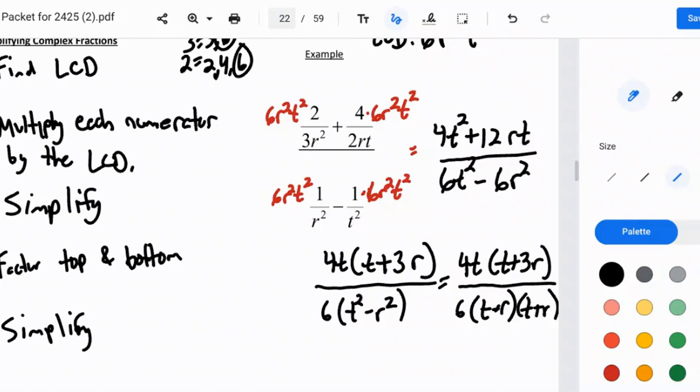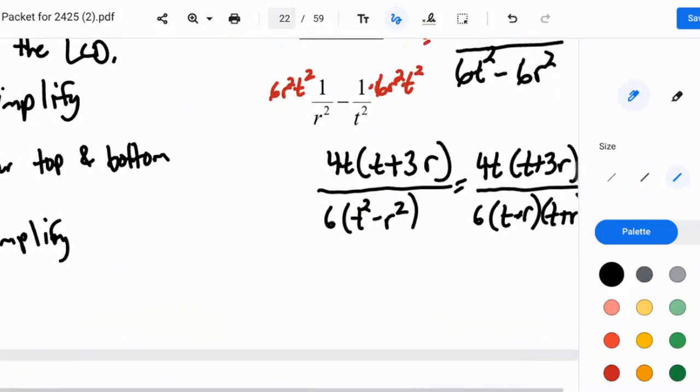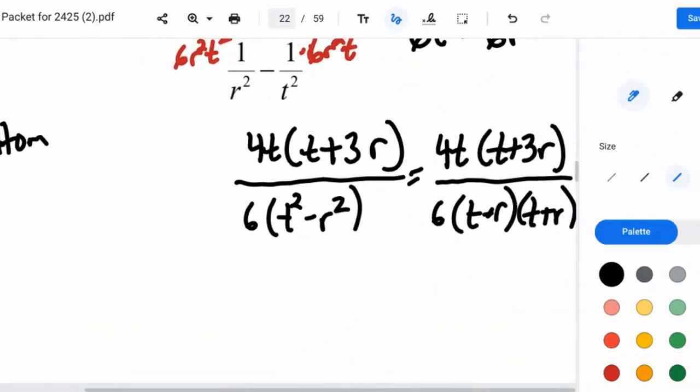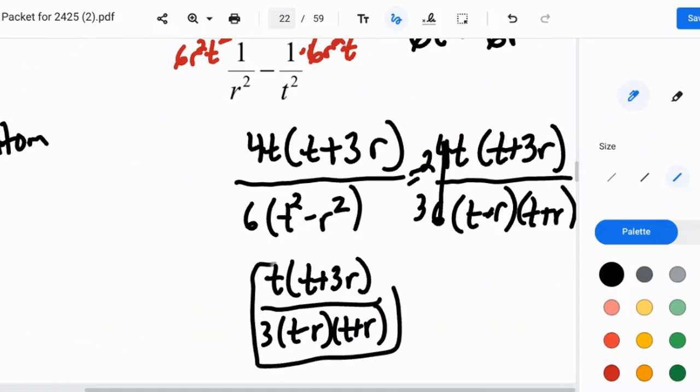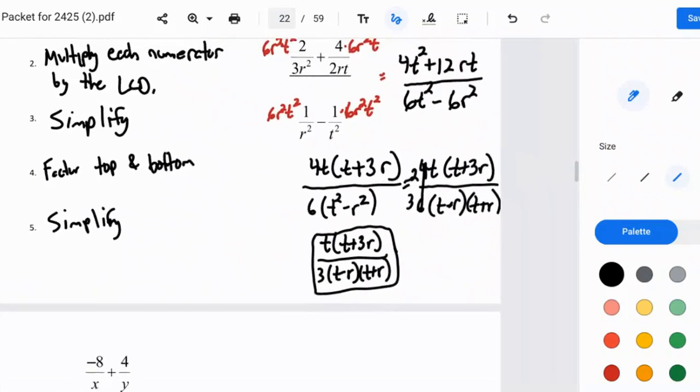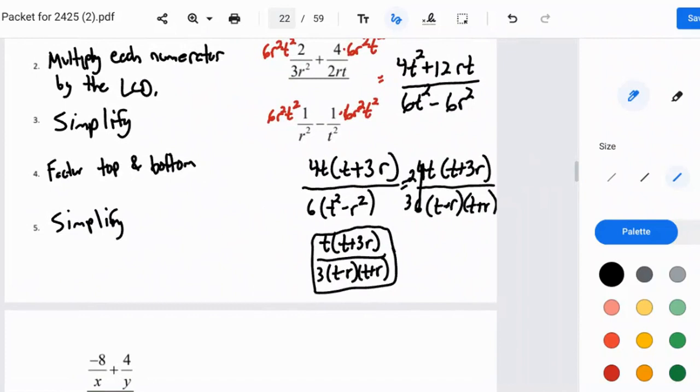It's a minus sign. So can we cancel anything when we simplify here? I believe we can. The 4 and the 6 on the outside will simplify down to a 2/3. And then that's it. I don't see anything else that will cancel. So my final answer would be t times t plus 3r. On the bottom, I have a 3, and then I have a t minus r and a t plus r. That would be my answer. So that's how you deal with monomials with variables.